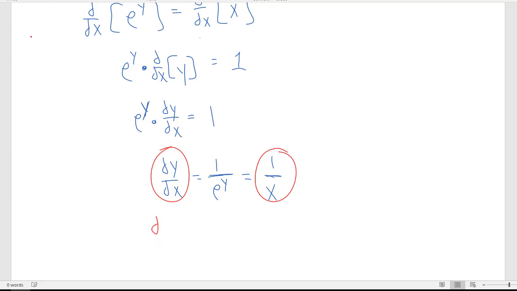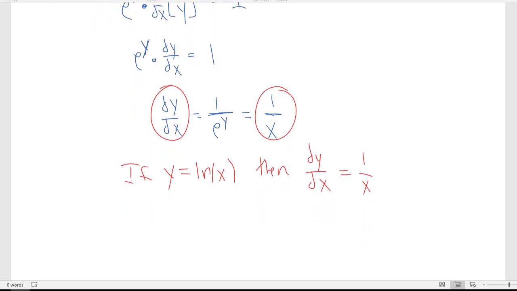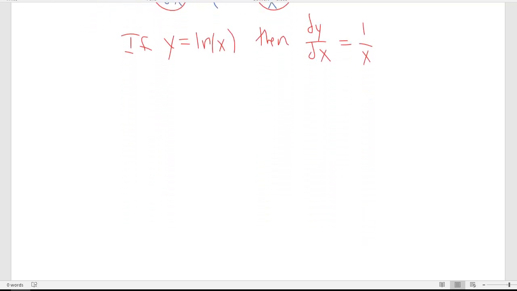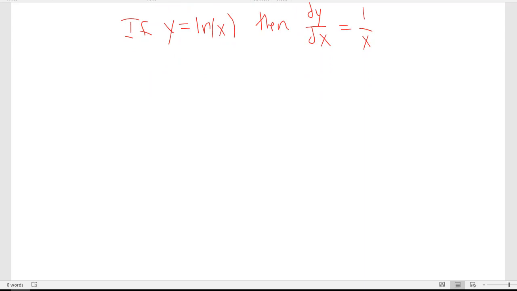Let me write it this way, because this is the way we wrote it on the board to begin with. If y equals ln of x, which was the very first line we wrote, then dy/dx is 1 over x. So there would be the derivation of our formula for the derivative of the base e logarithm. The base e logarithm's derivative is 1 over x.